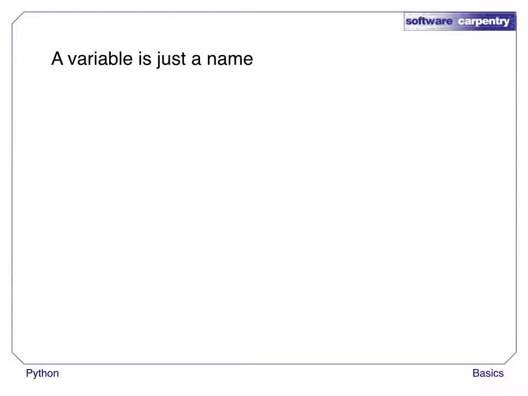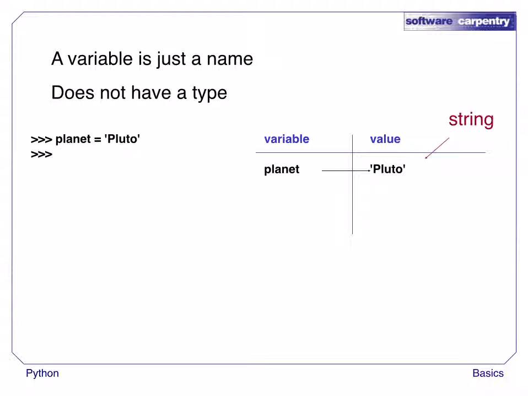A variable then is just a name. And unlike variables in some other languages, Python's variables don't have specific data types. For example, we can assign a string Pluto to planet, creating the table entry shown here, and then immediately assign the integer 9 to the same variable. Now in a language like Java, this would be an error because strings and integers are different data types, but Python's quite happy to do this.